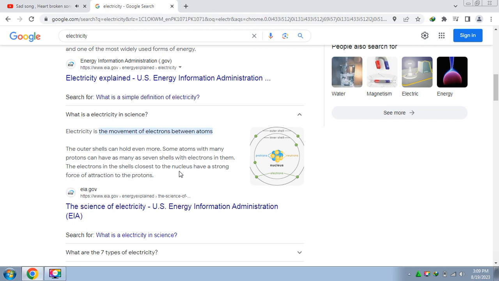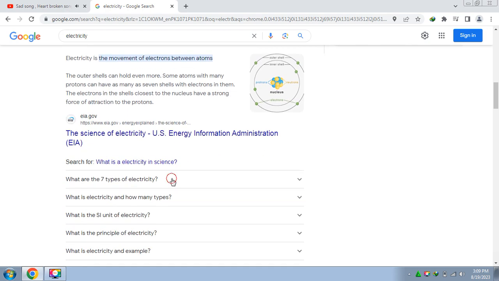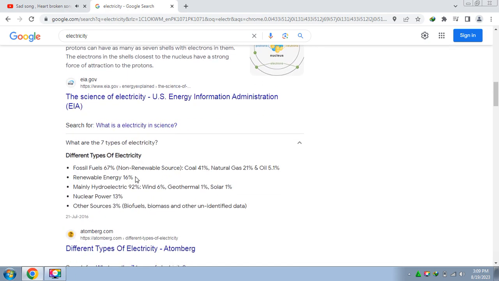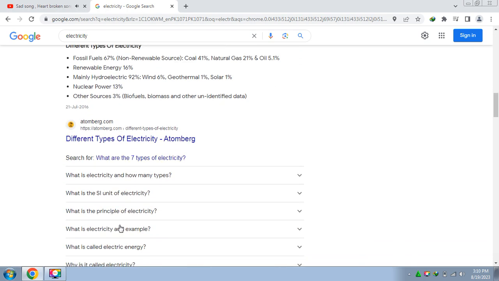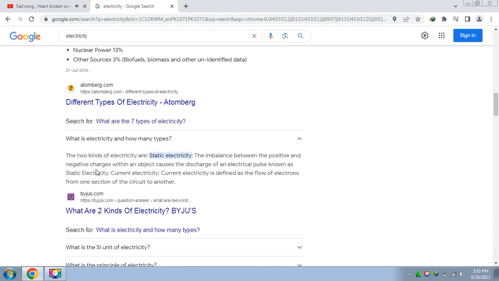So our next question is: what are the five types of electricity? Different types of electricity. Number one is fossil fuel, 67% non-renewable sources, coal 41%, natural gas, oil 0.5.1%. Number two, renewable energy, mainly hydro, nuclear power. Other sources 3%, biomass and other identified types.